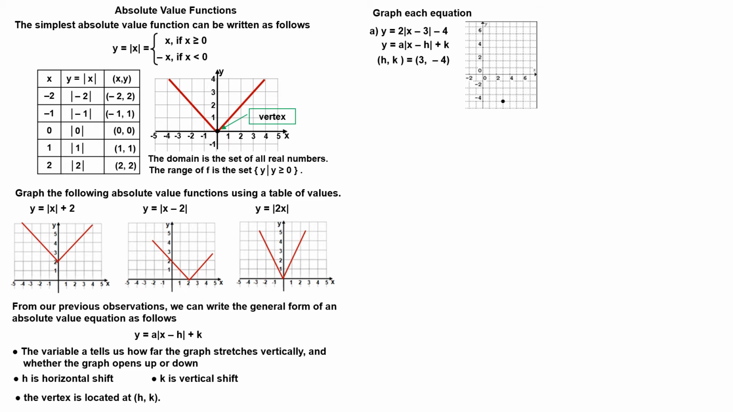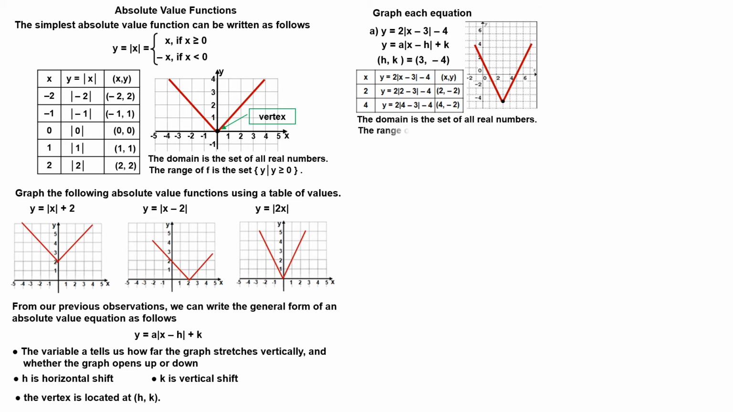Now we take an x value to the left of the vertex and an x value to the right of the vertex to make a table. Let's plot these 2 points and draw the lines. The domain is the set of all real numbers. The range of f is the set of y such that y is greater than or equal to minus 4.